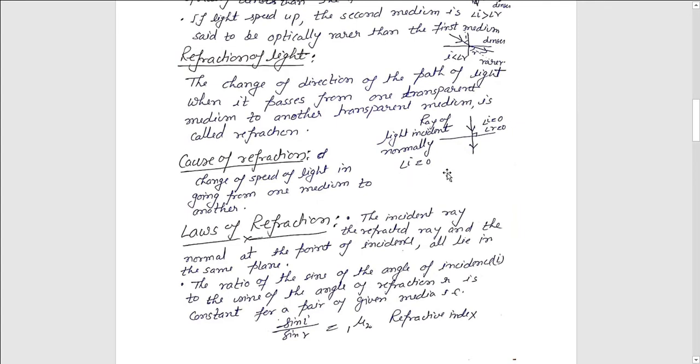Now, this is a very common question. When the ray of light is incident normally, student, what is the angle of incidence? 0. And when a ray of light is incident normally, there is no refraction. There is no change in its path. So angle I is equal to 0, angle R is equal to 0.